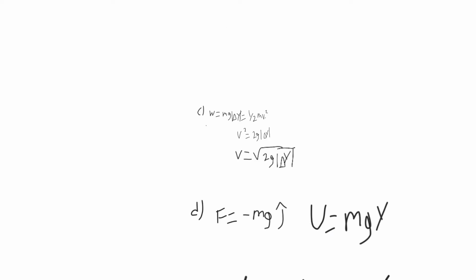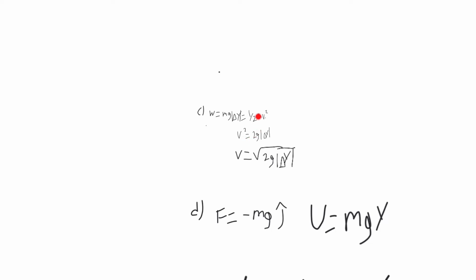Okay, so now part C is asking us to generalize the equation for any y, right? To do that, we know that the work has to be equal to mg times delta y. If you look at the equation from before, that's what we saw. And this is equal to half of mv squared. This is what the work was equal to before, but in this situation, instead of the velocity, we have the change in y.